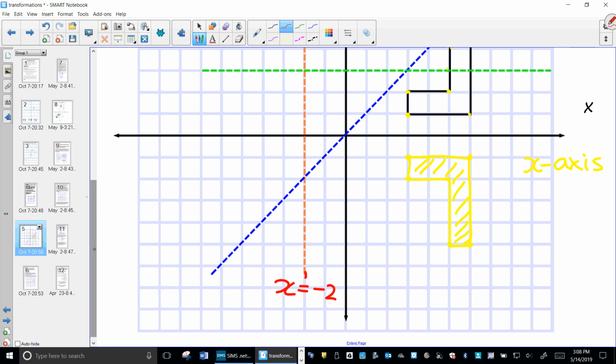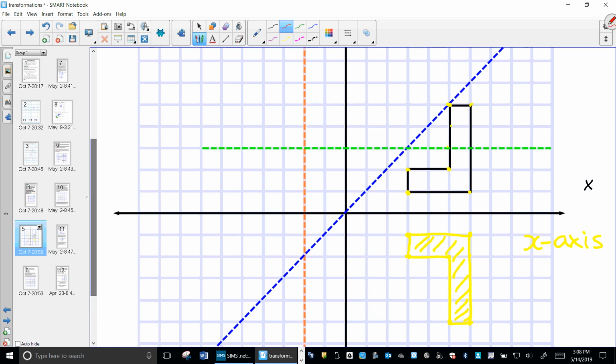Alright, so our image was already there. So it's hard when there's lots of different lines, and I apologise if it's confusing. But I wanted to get as many on one diagram as possible. So this is now our mirror line, okay? So now we're counting how far away our original shape is from that line. Again, we're measuring 90 degrees to it. So this time we're measuring horizontally.